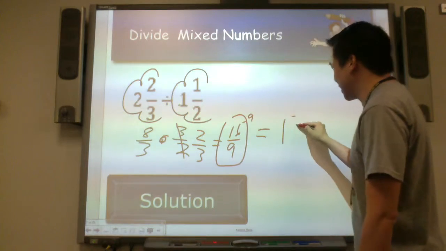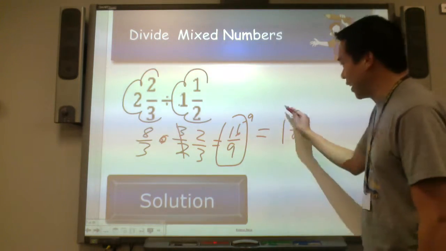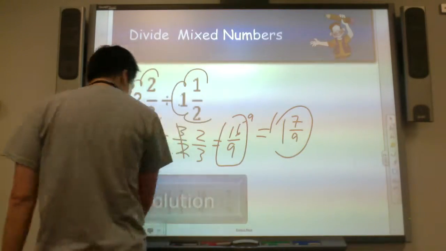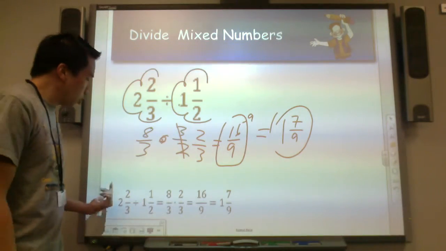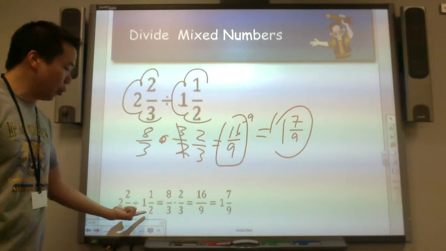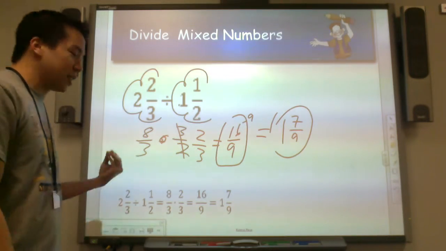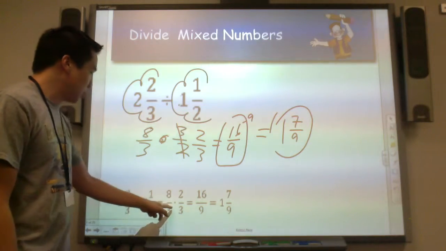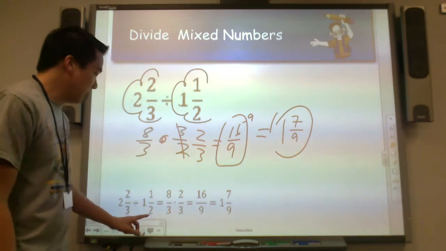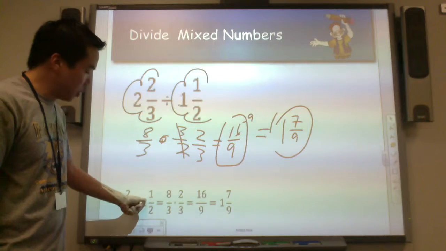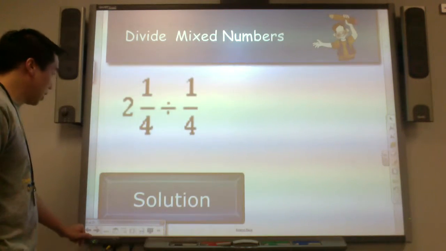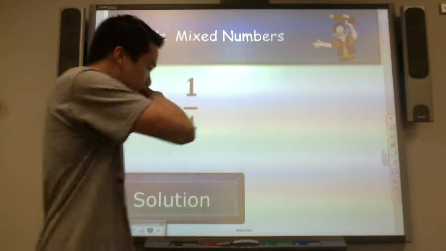16 minus 9 is 7. 1 and 7/9 is another way to say 16/9. In our solution, we did it correctly. So 2 and 2/3 divided by 1 and 1/2 is equivalent to... we rewrote this division into a multiplication problem as 8/3 times 2/3. It's how we found the reciprocal of the second fraction and we multiply away. Let's try our last example.